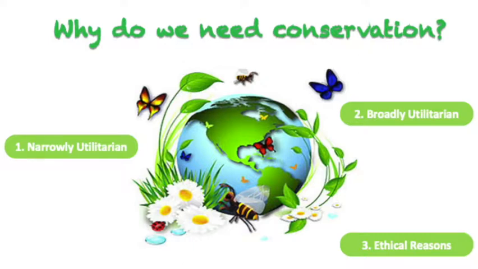Broadly utilitarian, like oxygen. Amazon forest, 20% of the world's oxygen is supplied by the Amazon forest. Therefore, it is known as what? The lungs of the planet. 20% oxygen supplied by the Amazon forest.